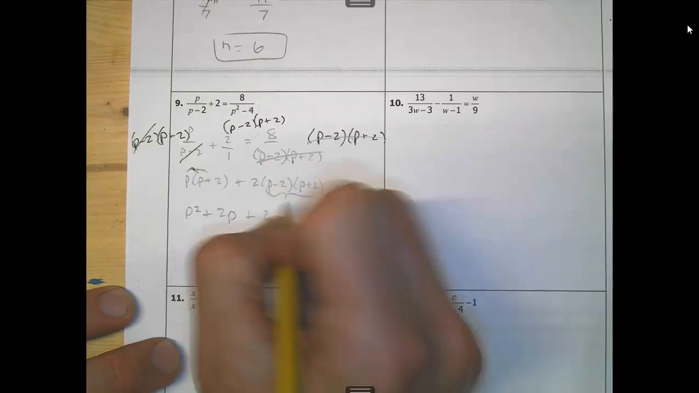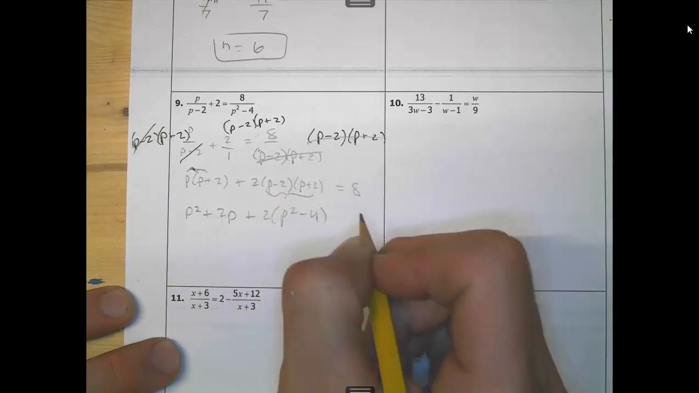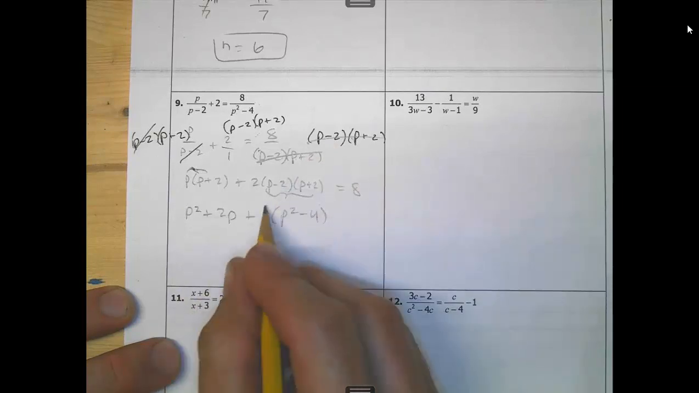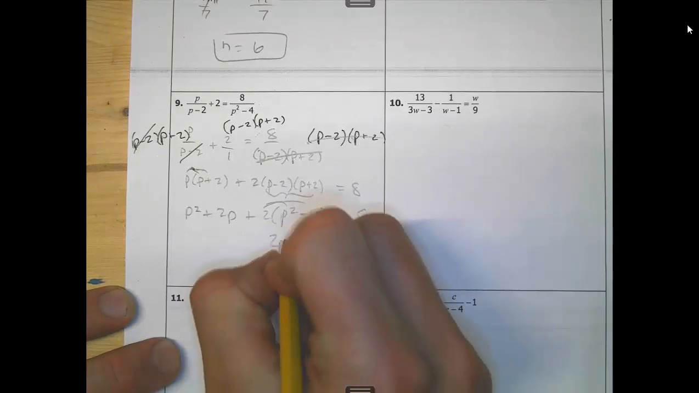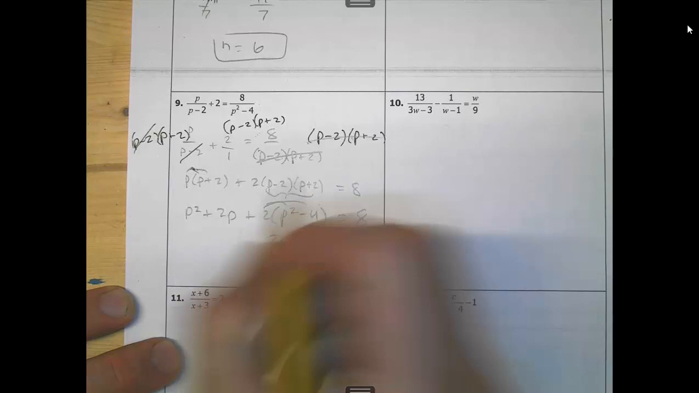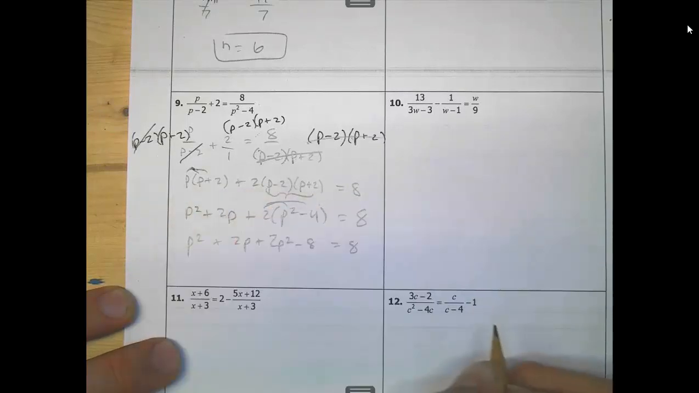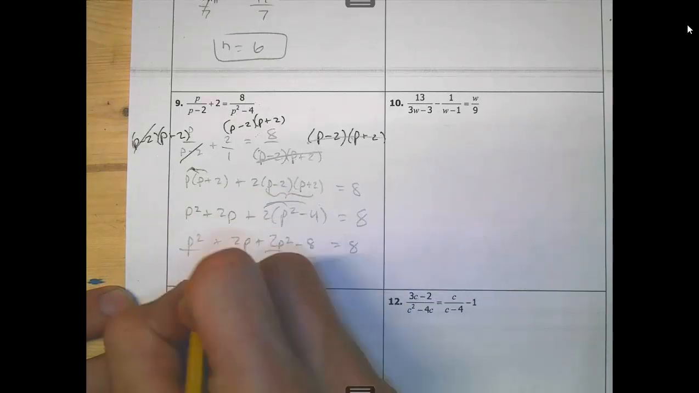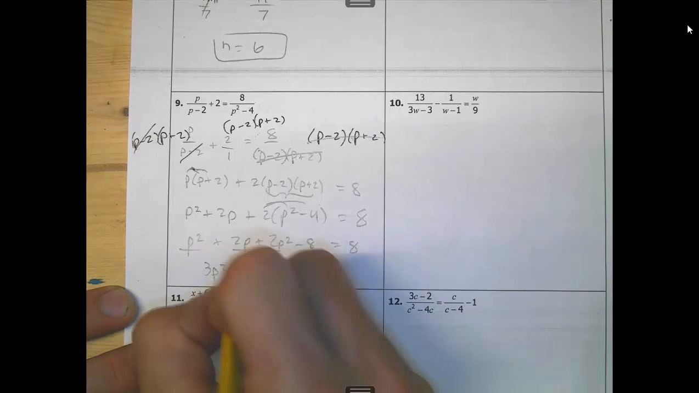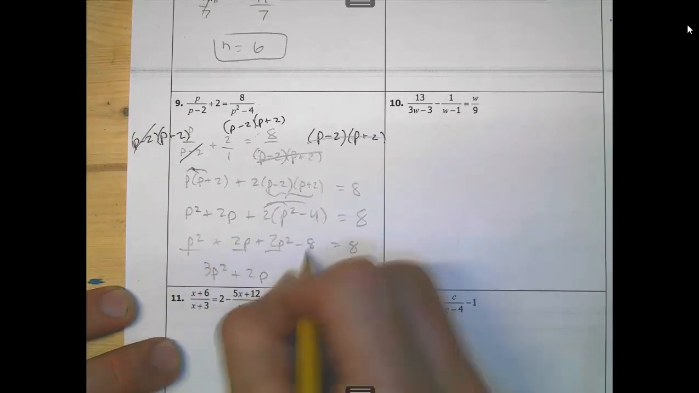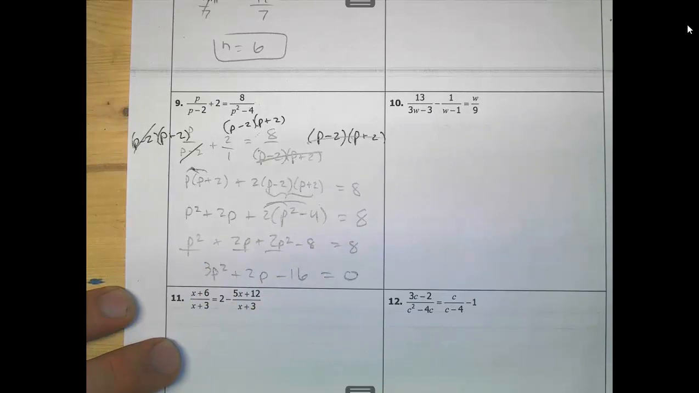So I have 2 times quantity p squared minus 4. That's just the difference of 2 squares. And then I have to distribute the 2 as well. So I end up with 2p squared minus 8. And then I still have this over here. Now let's put it in standard form. We have a p squared and a 2p squared, so that makes 3p squared. We have 2p, and then we have negative 8, and if I subtract 8 over, I get negative 16. So now I'm to there.